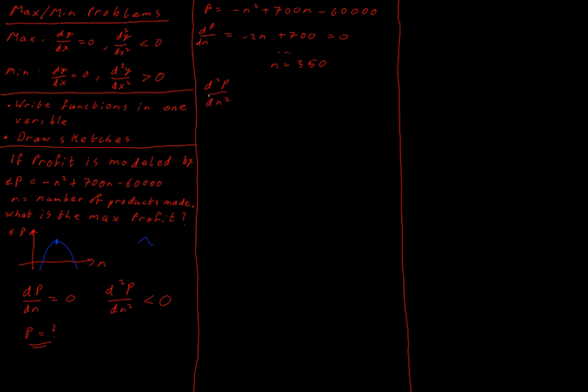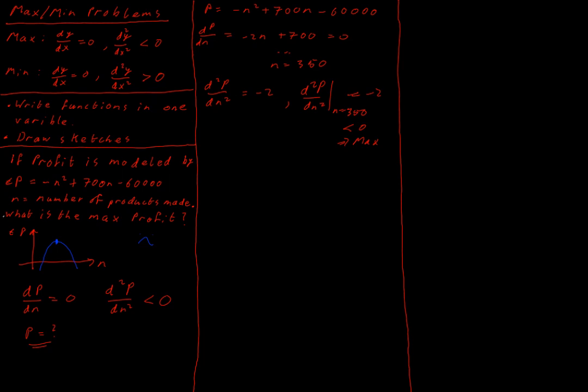So double checking that we have a maximum, I want to find out what the second derivative is. This is my first derivative. If I get the derivative again, I get -2. Therefore, my second derivative at n is equal to 350, well, there's nothing I can sub in there. It's just equal to -2, which is less than 0. Therefore, I have a maximum. So I have found a maximum because my second derivative is negative at the point I'm interested in.